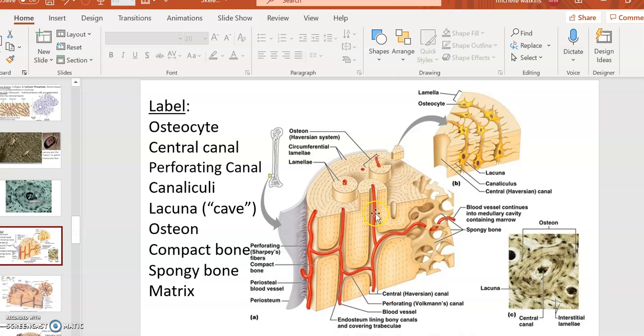These major canals, they're kind of like tunnels, are the pathway, if you will, the place where blood vessels can reach the bone cells. And so the major canals, central canals, and so on, there's ones that go vertically, ones that are horizontal, and then they branch out into these tiny little canals, canaliculi, right, which reach the bone cells.